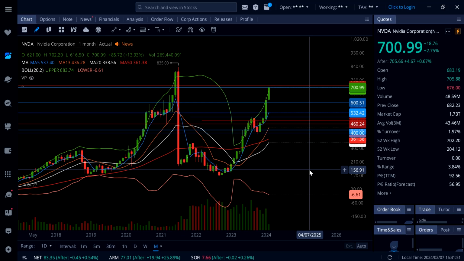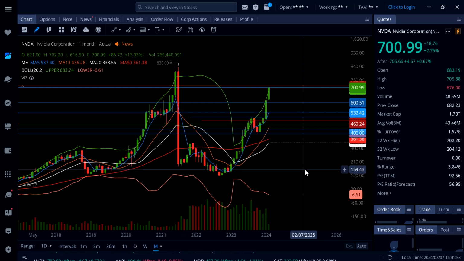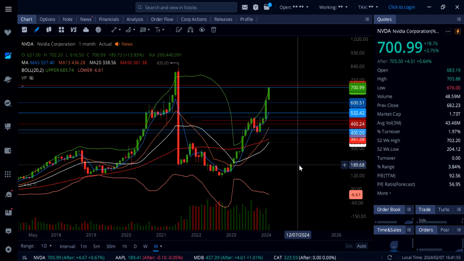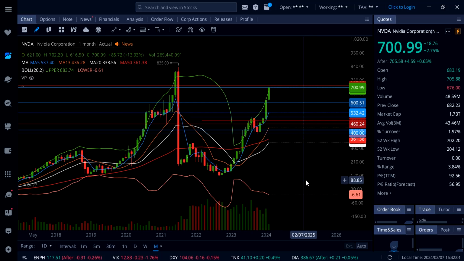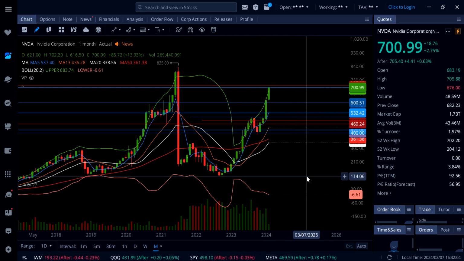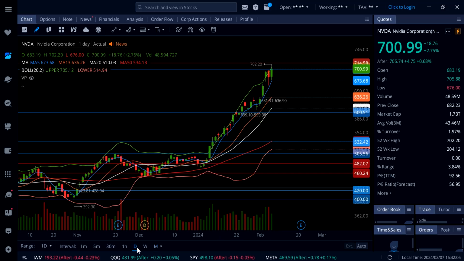So Nvidia can go up to 800 or Nvidia can come down to 500. I don't care. Trading this stock, especially until we see a trend change where this thing actually dumps, because upside is limited. Yes, you can chase, you can make some money. It's totally up to you, but I'm not chasing Nvidia at 700.